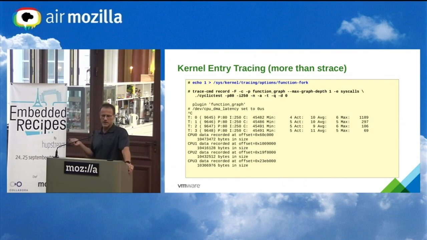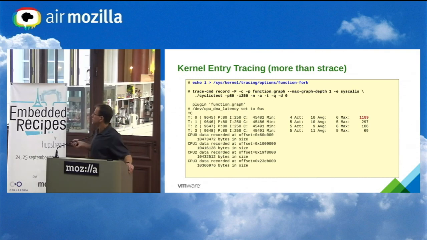So here I said, okay, record cyclictest with all my options, and I'm enabling the function graph tracer with a max depth of 1. What that's telling me is I only care about the first instance of the function graph tracer going in. So once you go into the kernel, it traces the first function and then ignores everything else until it comes back out again. So it's not tracing all functions. It's only tracing the entry of the kernel, because that's what I care about.